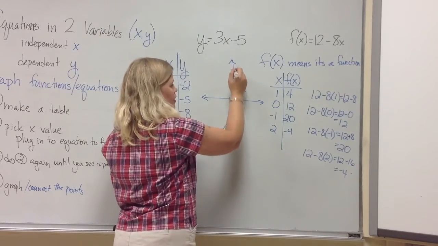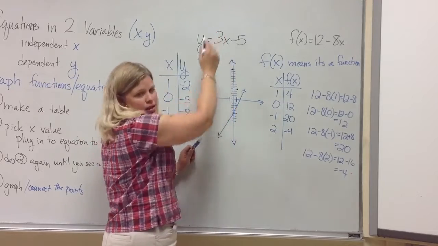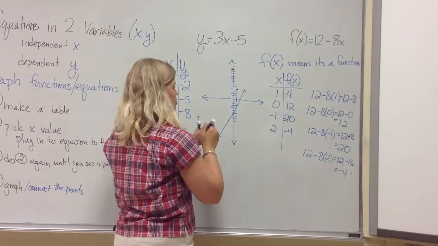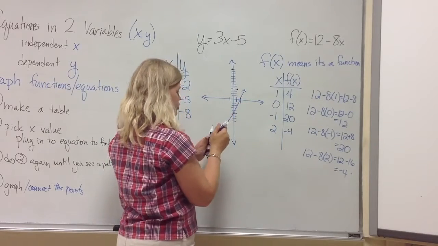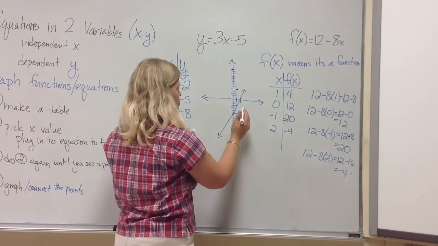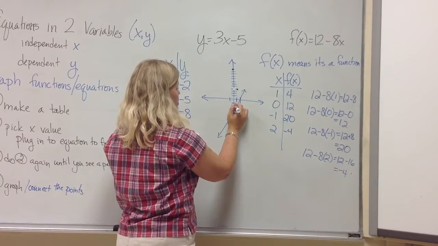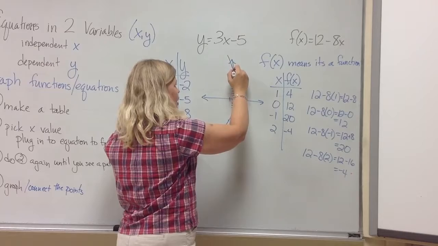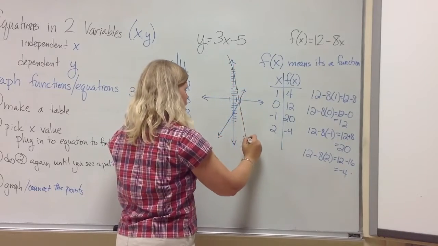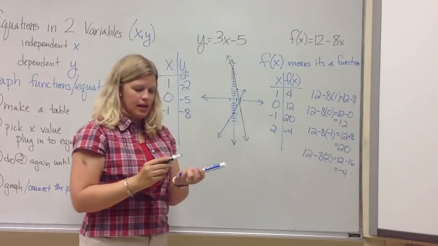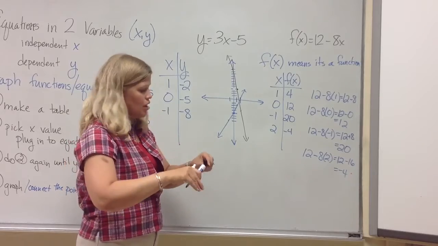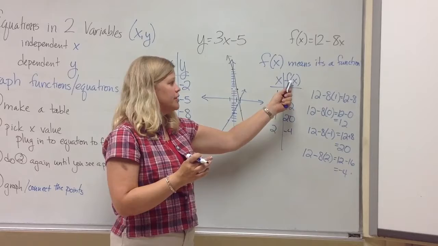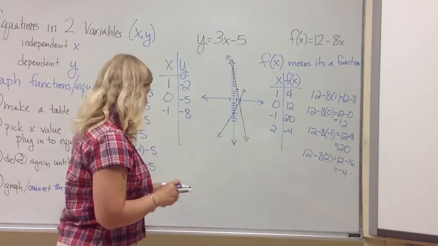You know what, this 20 is going to be way off. So I'm just going to go ahead and graph my 2, negative 4. So here's 2. And we get negative 4. And you notice we have a line again, okay? All right, so same steps. The only difference is instead of writing y, we wrote f of x.